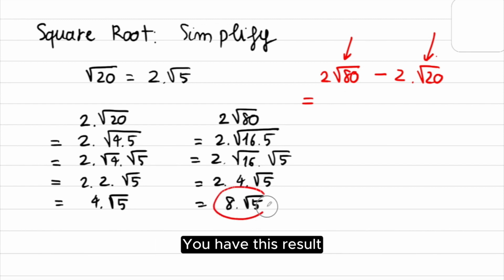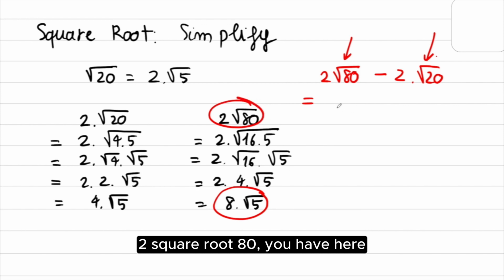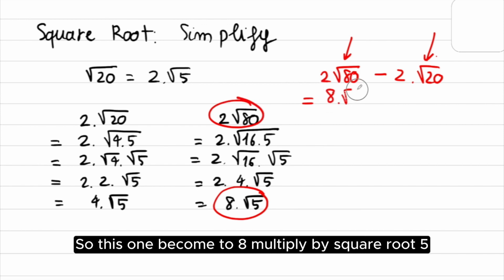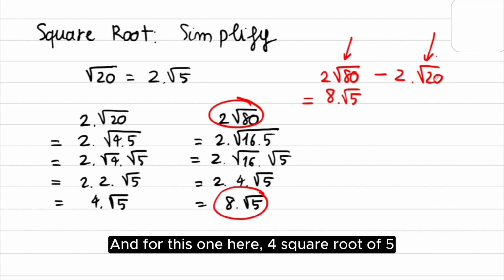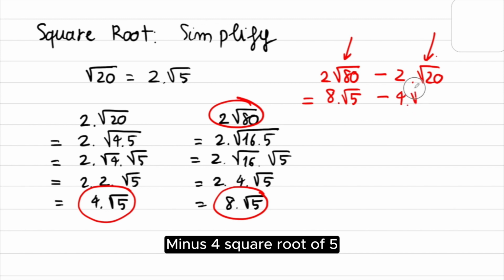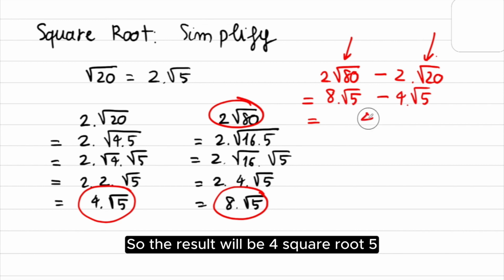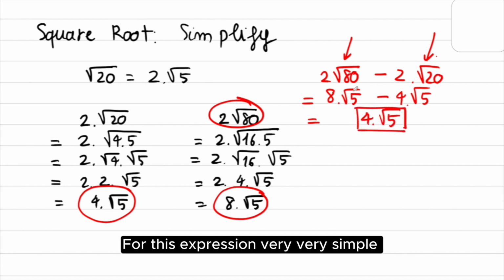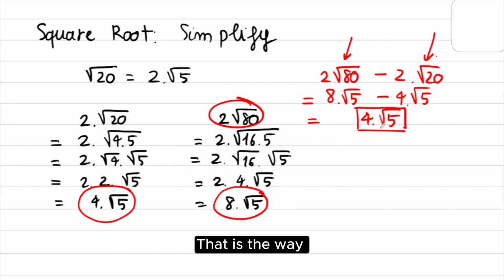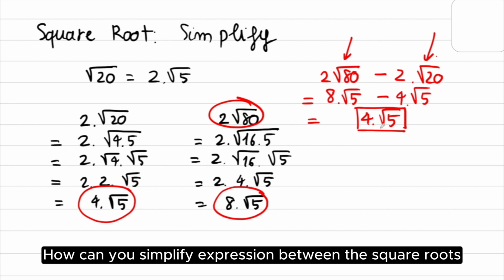For this result, 2 square root 80 becomes 8 multiplied by square root 5, and for this one here, 4 square root of 5. So 8 square root 5 minus 4 square root 5, and the result will be 4 square root 5. After that I have the new expression. Very simple. That is how you simplify an expression with square roots.